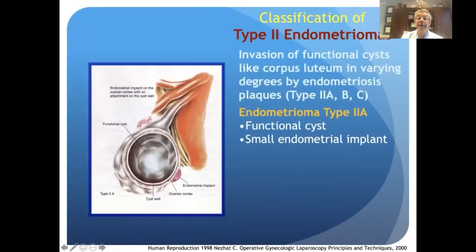When we look further, type 2 endometriomas are the typical functional cysts that, as time goes on, become involved. In type 2A, the majority of the cyst wall is free, and only a small surface is invaded by the endometrial implants. Very similar to a functional cyst, unless we focus on the one area of endometriosis and fibrosis. These are the ones that pathologists, if they are not familiar, could report as a functional cyst. These are easier to remove.